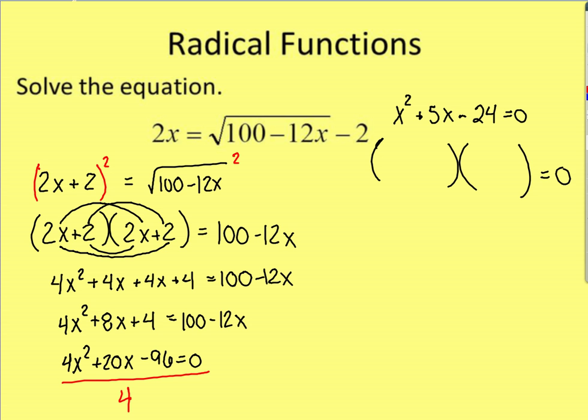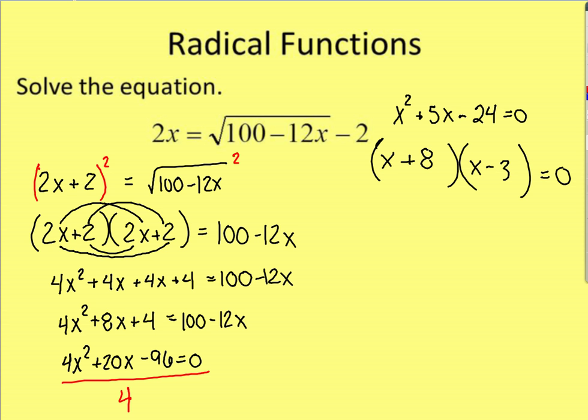We need to see what multiplies to get x squared, which is x and x. We want to see what can multiply to give us negative 24, then when we add it, it gets a positive 5. So a positive 8 times a negative 3 will give us a negative 24, and 8 minus 3 is equal to 5. So we have factored it correctly.